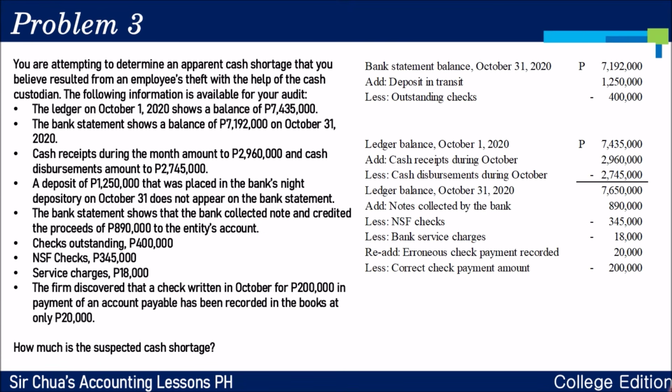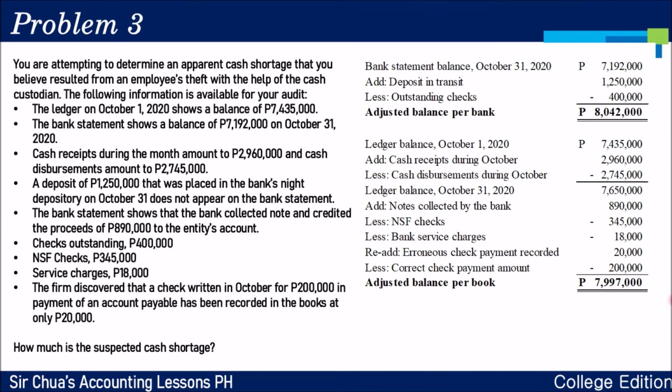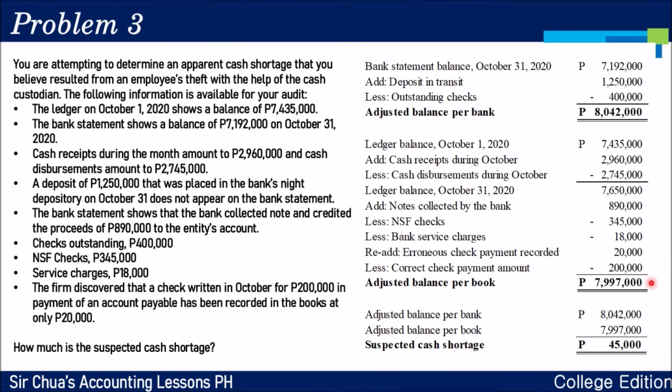Okay. So, since all of our reconciling items are addressed already, check natin kung magbabalanse si bank tsaka si book. Adjusted balance per bank is 8,042,000 and adjusted balance per book is 7,997,000. So, medyo may fishy kasi hindi nagbabangga. Okay? So, i-compare po natin. Let's get the difference. The suspected cash shortage is 45,000. Okay. So, this problem shows you that the bank reconciliation statement can help you detect fraud or asset misappropriation.